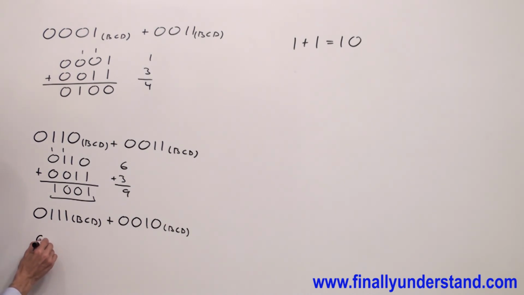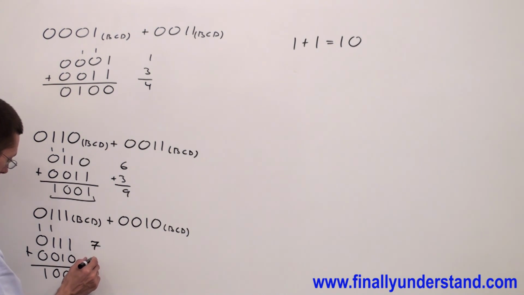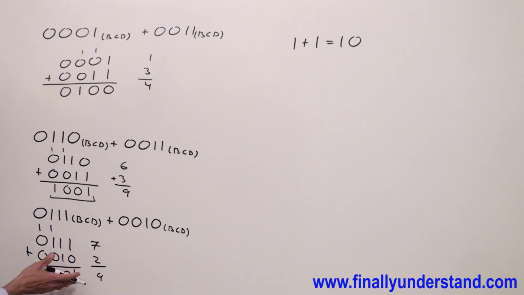We have 0, 1, 1, 1 plus 0, 0, 1, 0. 1 plus 0 is 1. 1 plus 1 is 2, write 0 and carry of 1. 1 plus 1, 0 and carry of 1. This is 1. So this is 7 plus 2. 7 plus 2 is equal 9. This is binary 9, but in this case this is going to be my BCD 9. This is the solution to my problem.